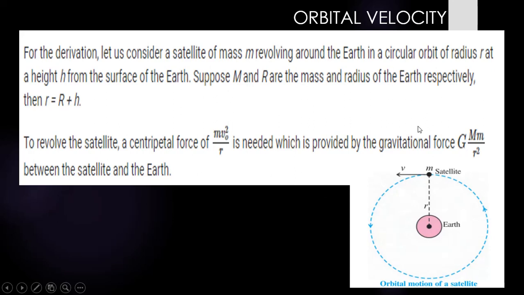Remember this point. You have to show this diagram and you have to write the formula for centripetal force and gravitational force between satellite and earth. After that you have to just equate. I will show you how to derive the equation here. I am equating the centripetal force m v0 square upon r. This is the centripetal force. G M m upon r square. Sometimes you can take it as G M m upon (Re plus h) whole square.